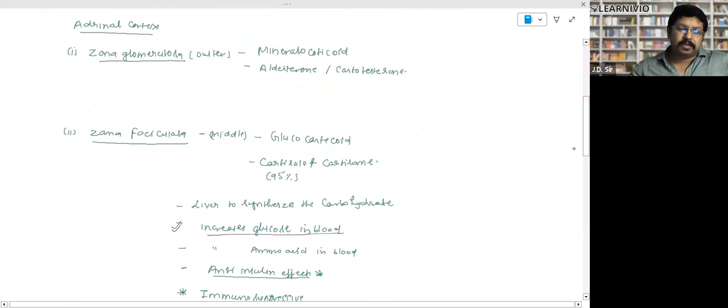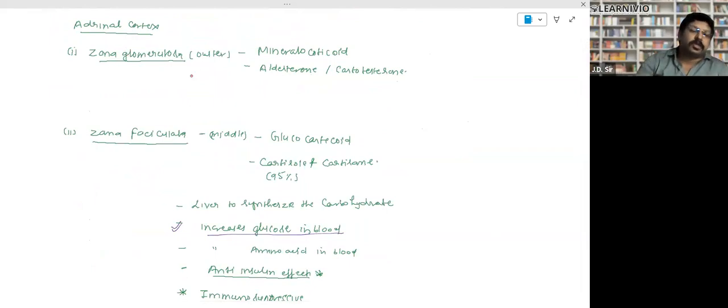Now let's discuss the hormones secreted by the adrenal cortex. The outermost layer, zona glomerulosa, secretes mineralocorticoids. Mineralocorticoids are a type of hormones responsible for mineral metabolism. They maintain the mineral balance, right? Examples of mineralocorticoids are aldosterone and corticosterone, right?